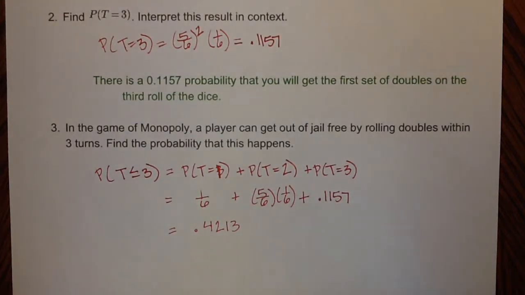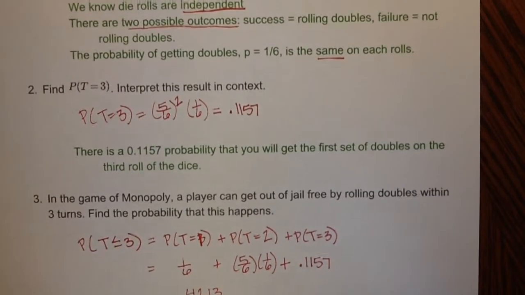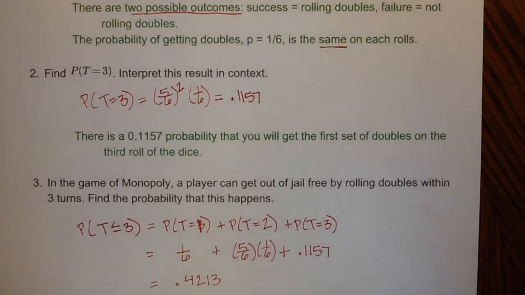I apparently was very unlucky when I played Monopoly this week. So geometric distributions, I really like this distribution. To me, it's the one that makes the most sense. It's the one that's easiest just to think your way through. No need to memorize, just go ahead and think about what's happening.